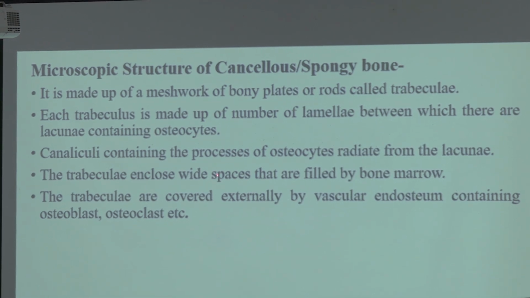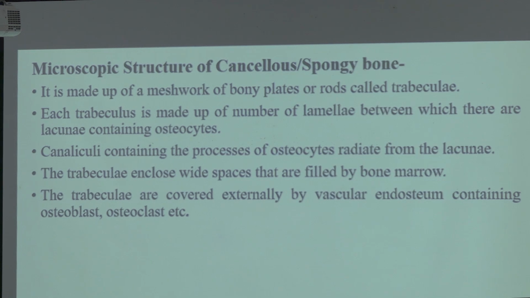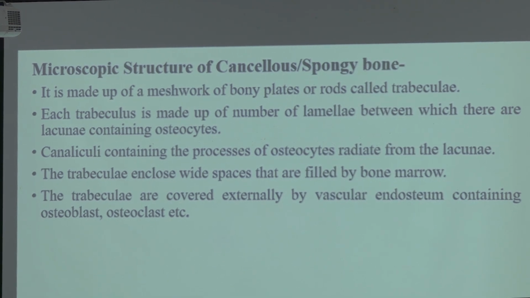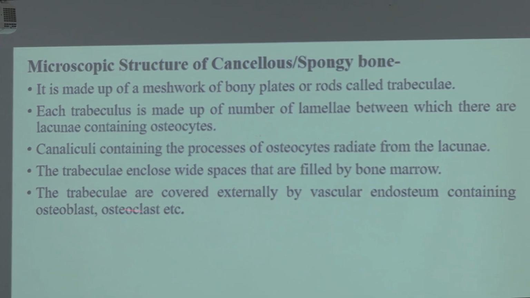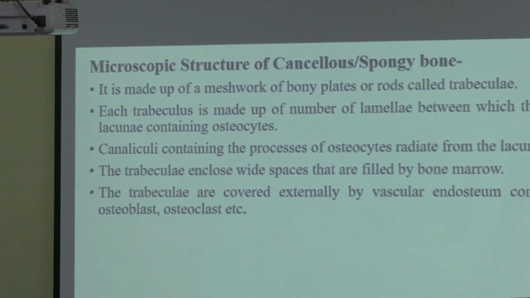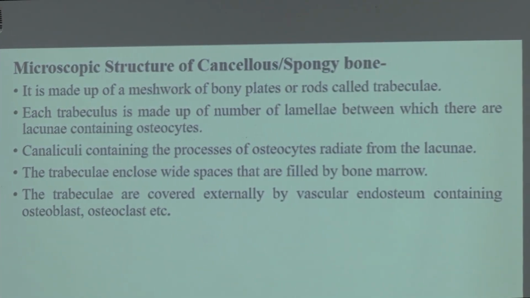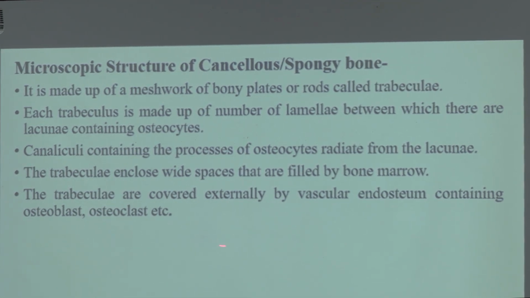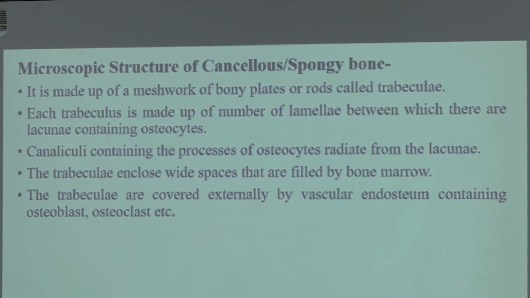Now the trabeculae enclose wide spaces, okay, which are called marrow cavities, and inside that marrow cavity, bone marrow is there. Along with that, blood vessels are present. Now trabeculae are covered externally by vascular endosteum. So the trabeculae which are there externally are covered by a vascular layer, and that is called endosteum, where we are getting the osteoblasts and osteoclasts. Okay, let me show you the diagram.